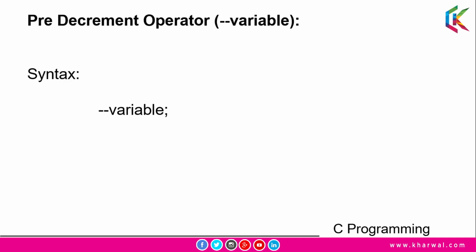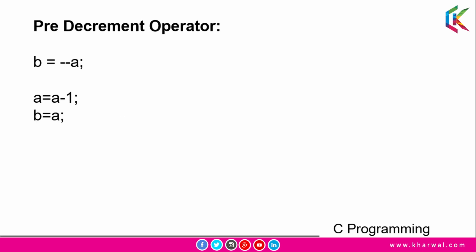If we use the double minus sign just before the variable, then it is an example of the pre-decrement operator. In the pre-decrement operator, first it will decrease the value of the variable by 1 and then it will assign it to some other variable. Let's discuss it in detail. Suppose we have a statement b = --a. So it is an example of the pre-decrement operator. First of all, it will decrease the value of a by 1 and after that it will assign the value of a to b.